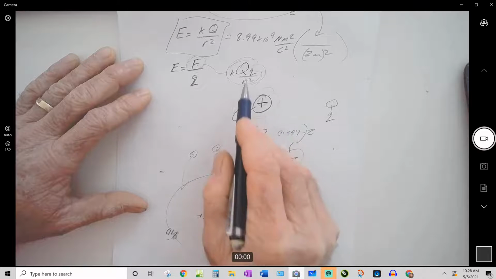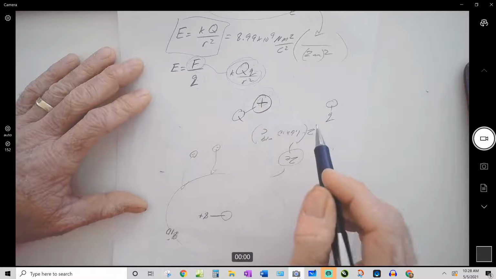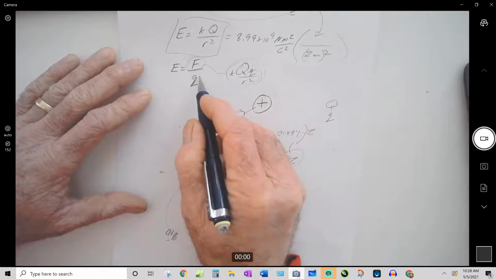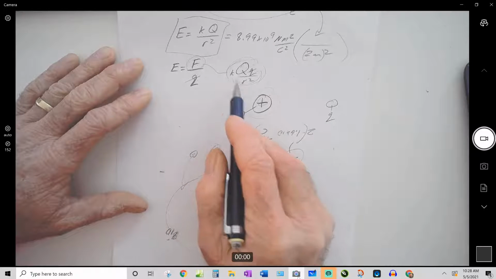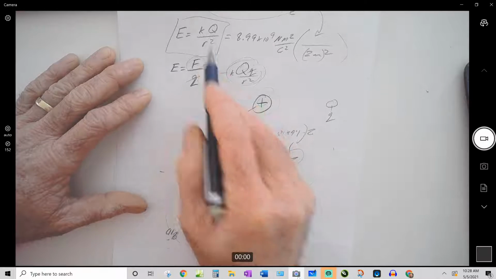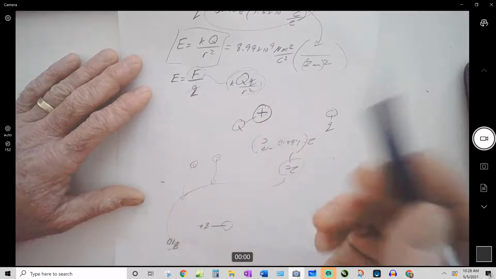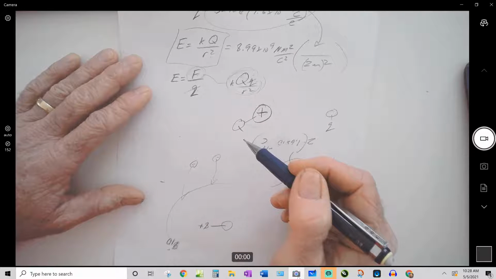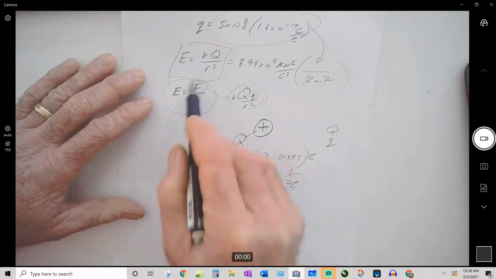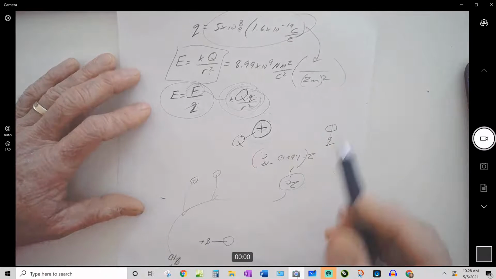And if I divide this whole thing by little q, then the q's cancel out, and I get kq over r squared, which is where that formula comes from. This will be provided on the test, but just showing you, you don't really necessarily need it. You just need this one, and those are all you need for the test.